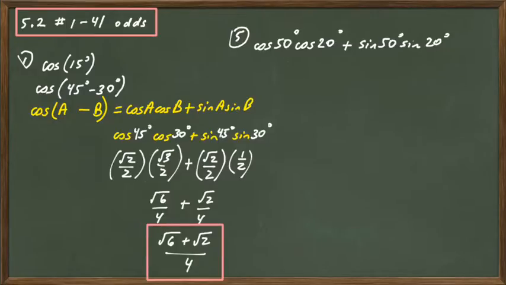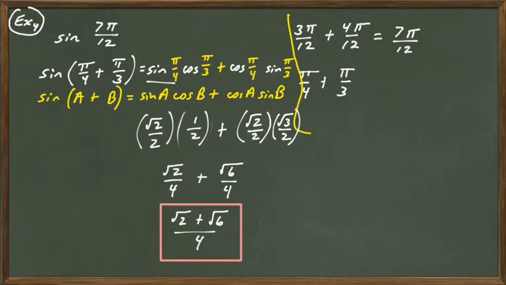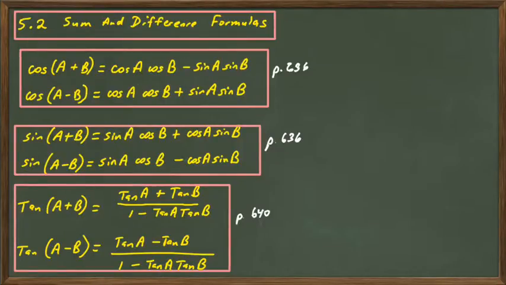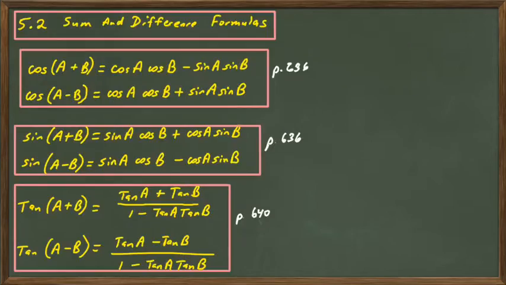On this next one, I need to know if this is cosine A, cosine B, and it's a plus, sine A, sine B. Can you identify which of these matches that? Again, it's cosine, cosine, sine, sine with a plus. Is it this one? I think it is.